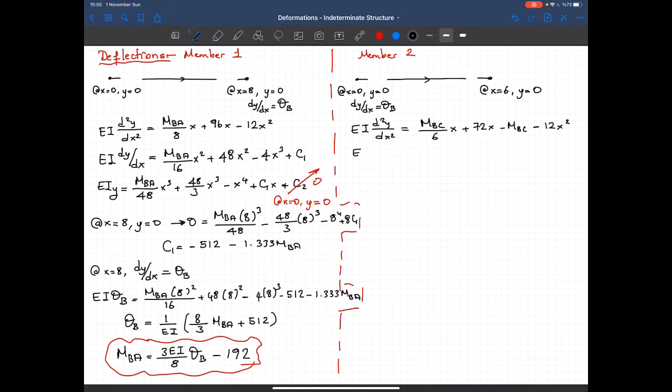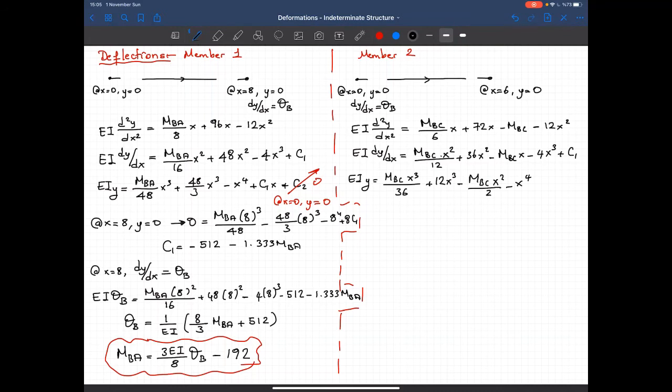Integrate: EI dy over dx is equal to M_BC x squared over 12 plus 36x squared minus M_BC x minus 4x cubed plus C1, and EI y is equal to M_BC x cubed over 36 plus 12x cubed minus M_BC x squared over 2 minus x to the power 4 plus C1 x plus C2.